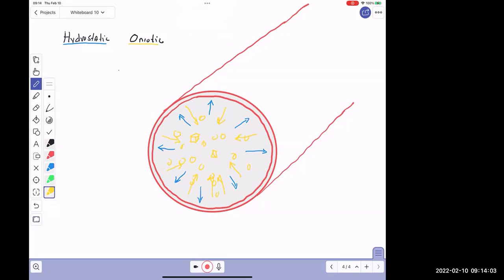So oncotic pressure is pressure that keeps water in the blood vessel, and hydrostatic pressure is pressure that pushes water out. And so when you have a mismatch of hydrostatic and oncotic pressure, you can have fluid leaving the blood vessel. So one of the easiest ways for that to happen is for the blood vessel itself to become leaky, right? And so you have little gaps that open up in the blood vessel, and that just allows fluid to leave, right? So you just have hydrostatic pressure pushing fluid out of the blood vessel.